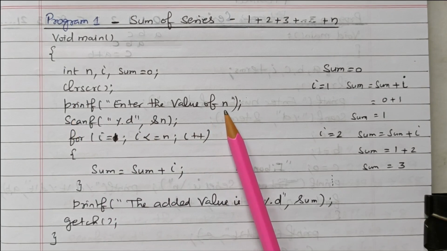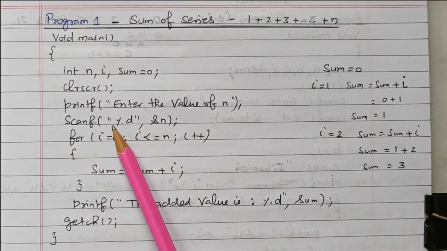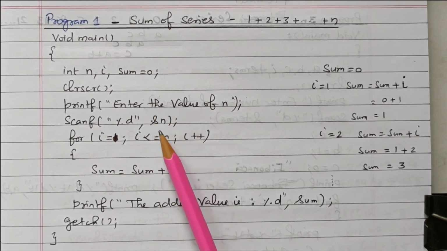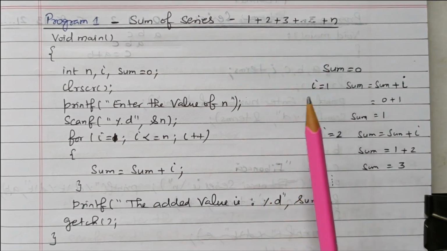After clear screen, we ask the user to enter the value of n. We need the value of n. Right? So the user will enter the n value. Using the scanf, we can scan the n value, and &n means address of n. The user enters the n value, stored in the variable n. Right. Now how to create the series 1 plus 2 plus 3 up to n using the for loop?